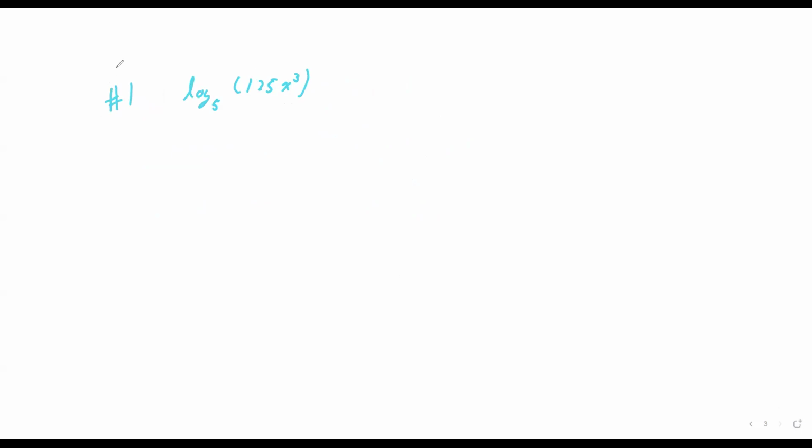So this is how I like to teach it. I'll figure out everything that's being done inside. I have a 125 times an x to the third. All right. So since I have two things and I'm expanding, I'm going to write this log 2 times. So that's going to be log base 5, log base 5. There's 2 things, so I write log 2 times.